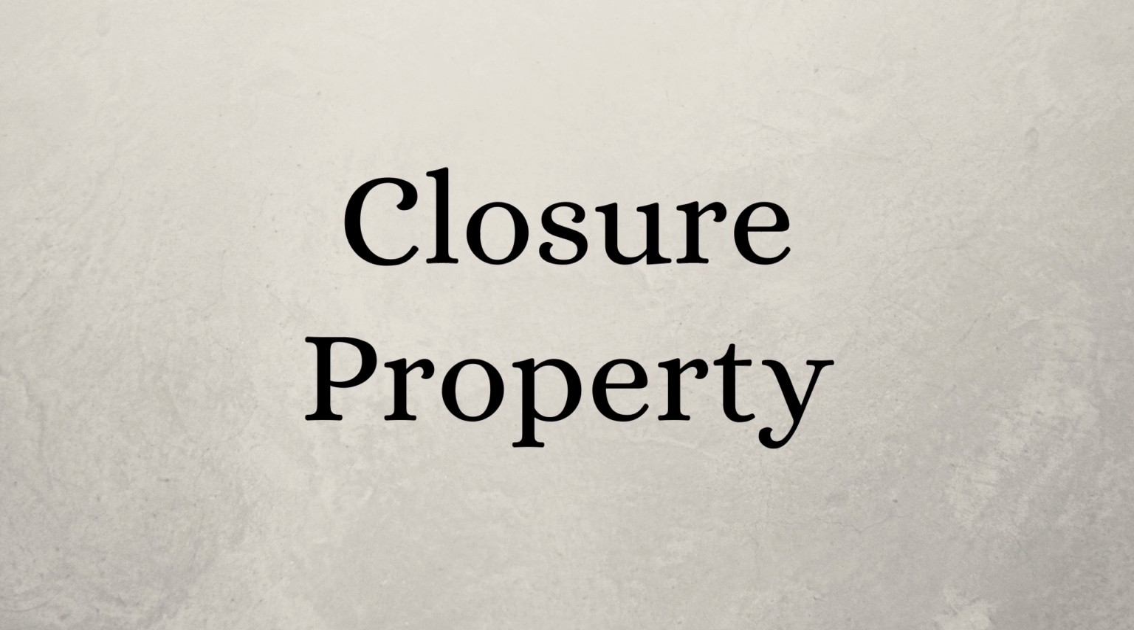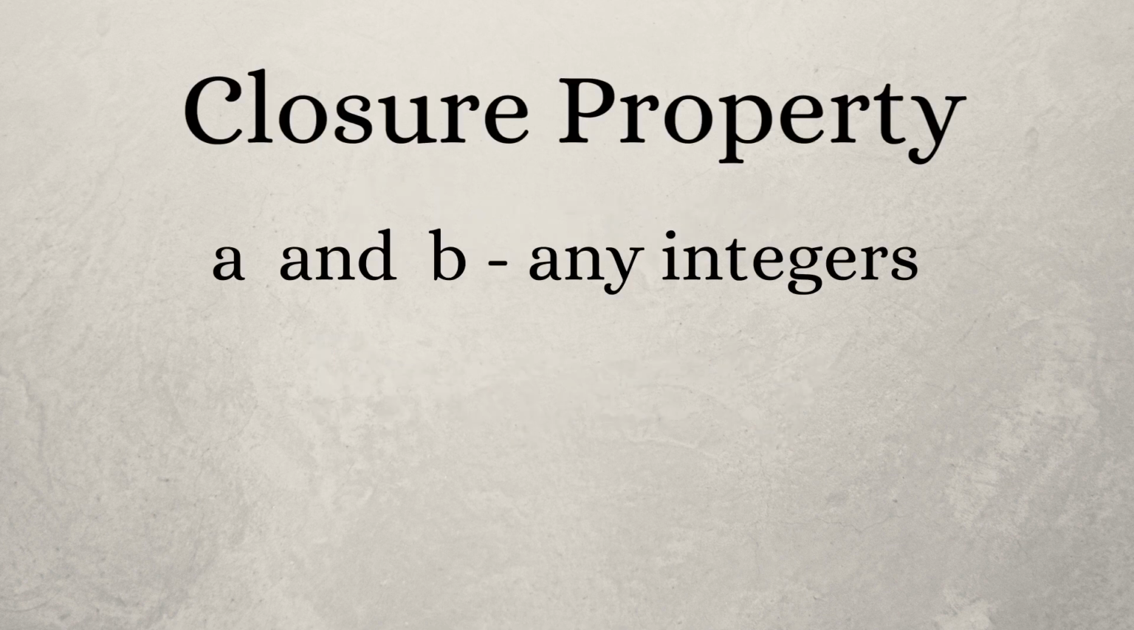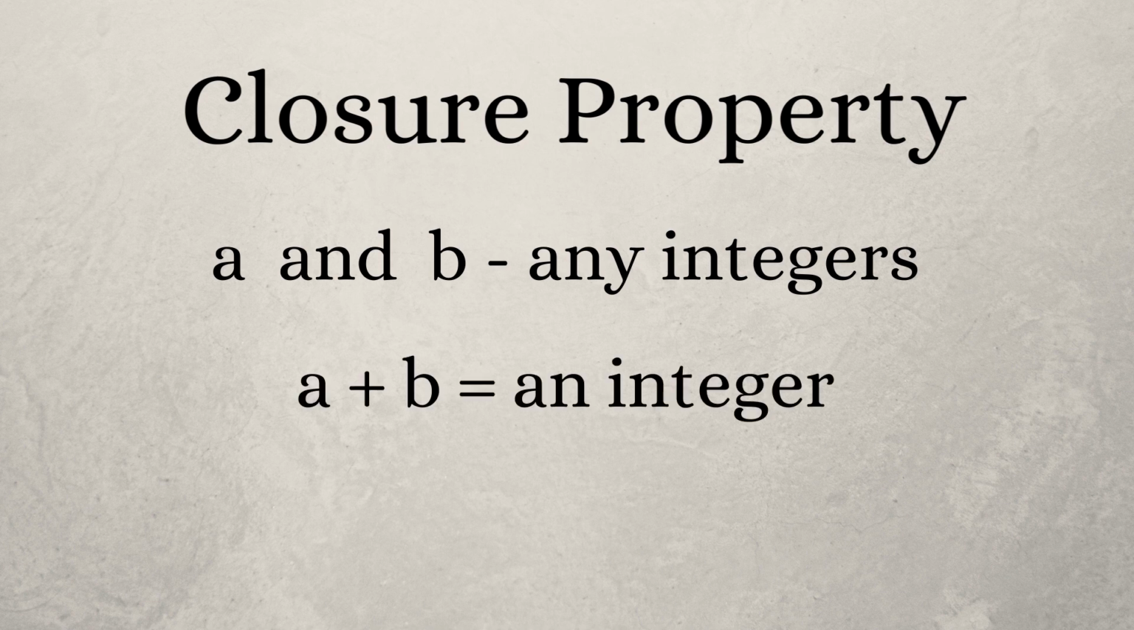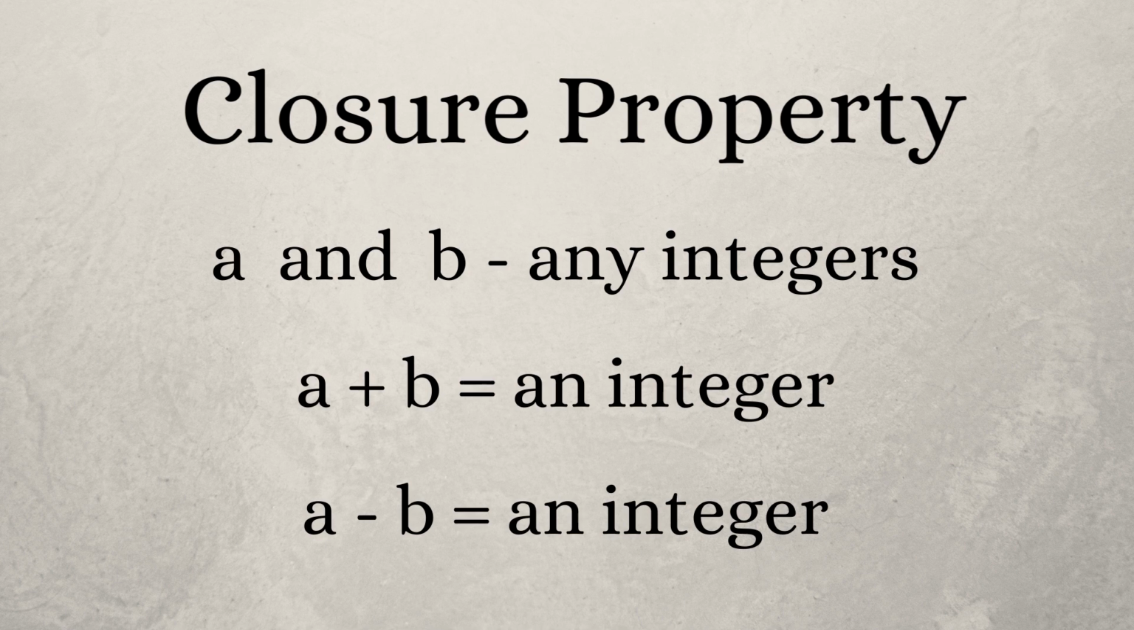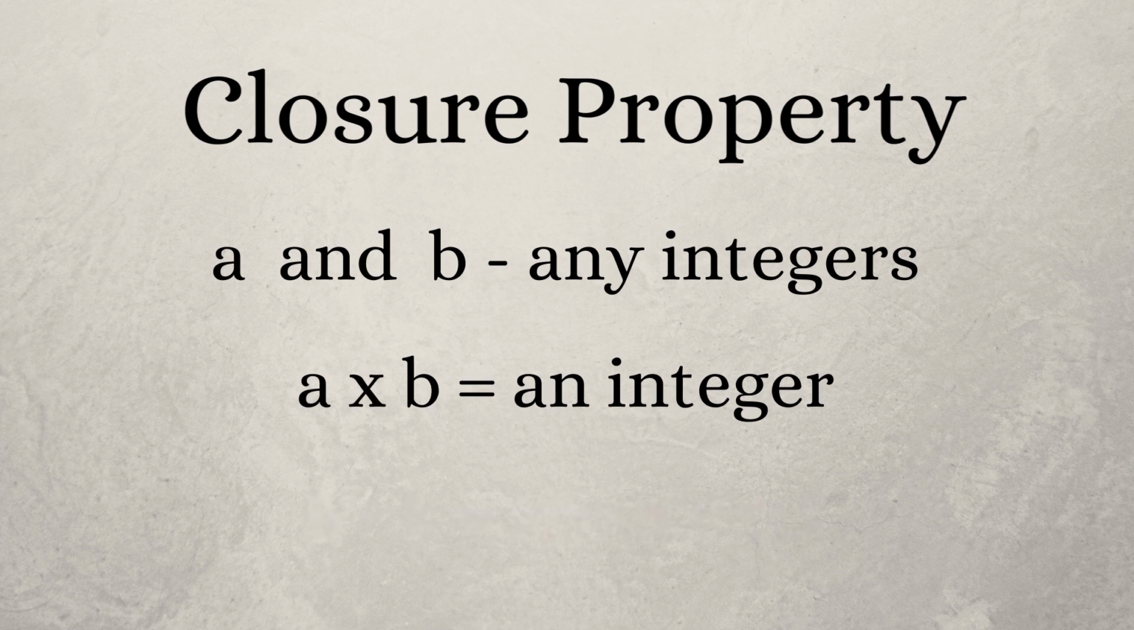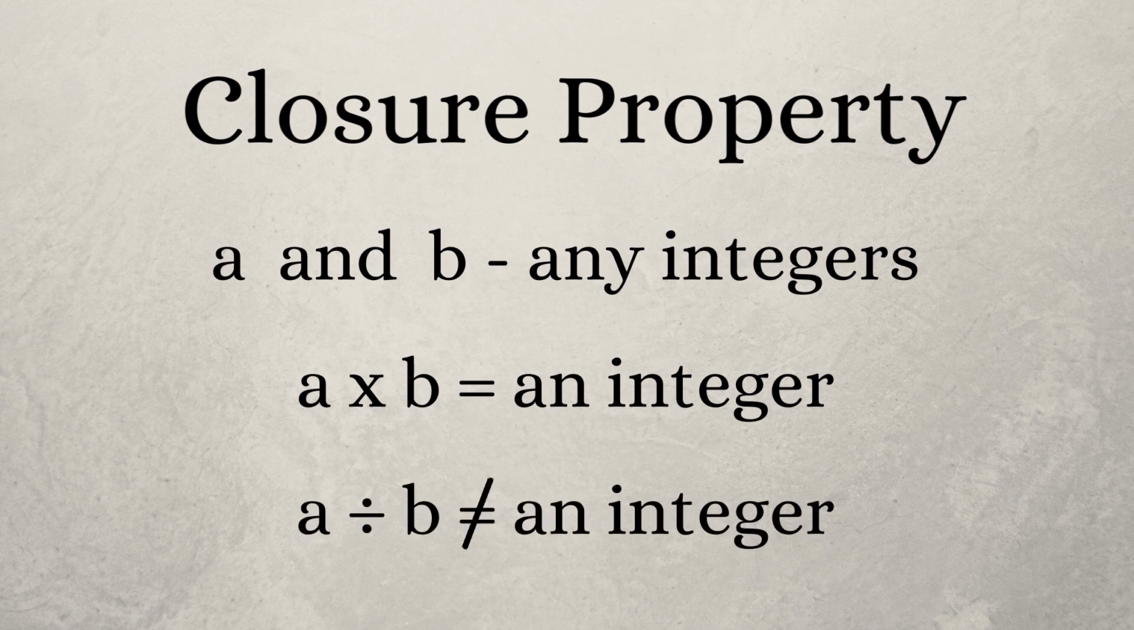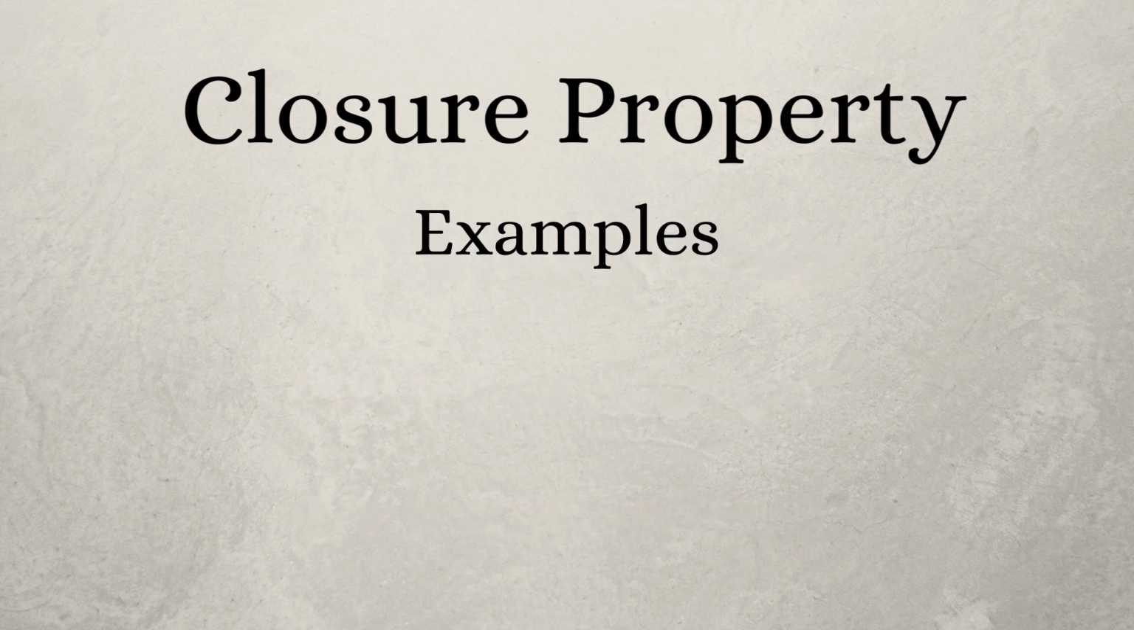Let's move on to closure property. If a and b are integers, the value of a plus b is also an integer. A minus b is an integer as well. A into b is again an integer. But a divided by b is not always an integer. Let's check out some examples.